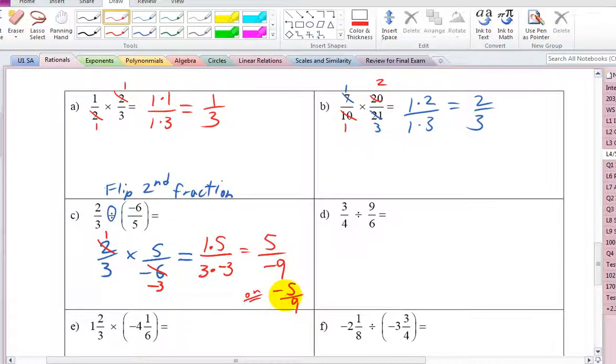And again, your negative sign can go anywhere. Okay, so it's -5/9, or 5 over -9, or -5/9. Any questions with C? Bit different? Okay, do D. Go for it.